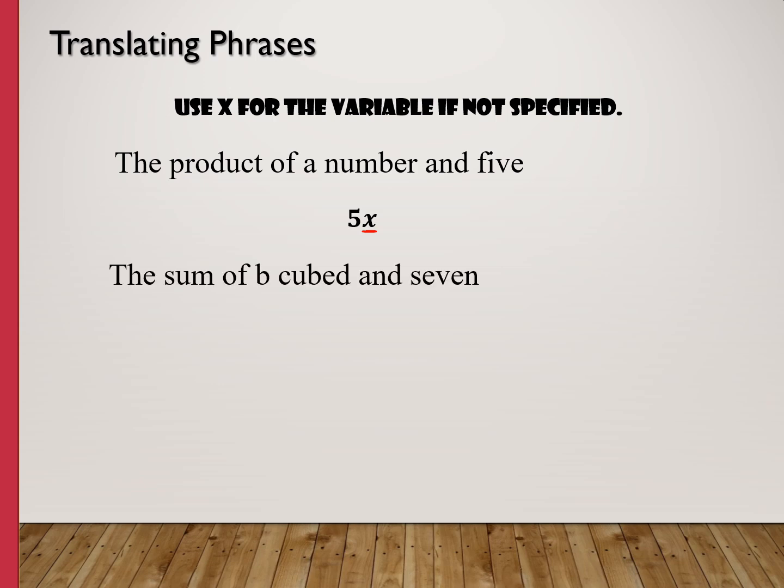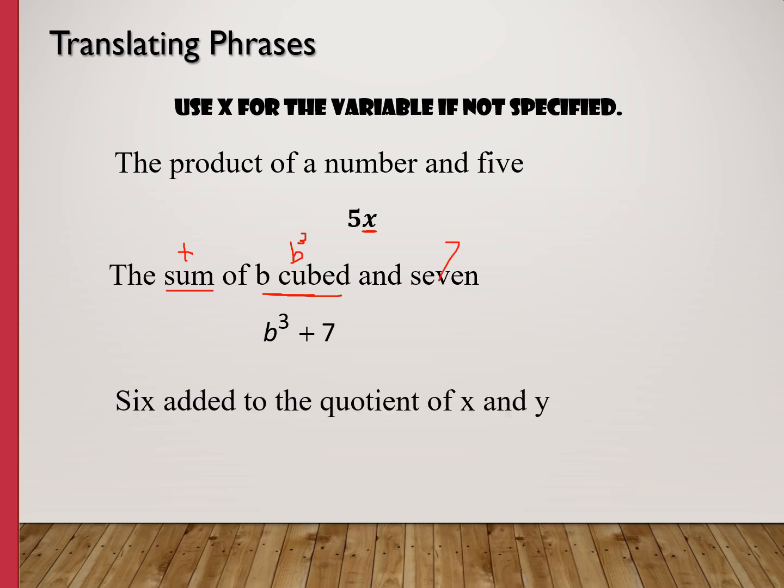So, the sum of b cube and 7. Sum, so ibig sabihin, addition daw, sum ng b cube at saka ng 7. So, sum, ibig sabihin, plus or addition. And ano daw ang i-add natin? Yung b cube at saka yung 7. So, b cube plus 7. Sum, so addition, b cube, tsaka yung 7. So, magiging b cube plus 7.